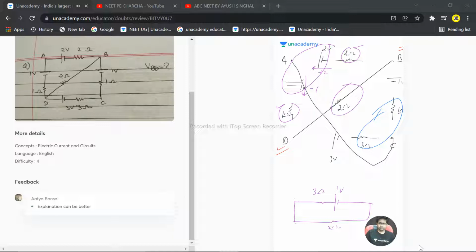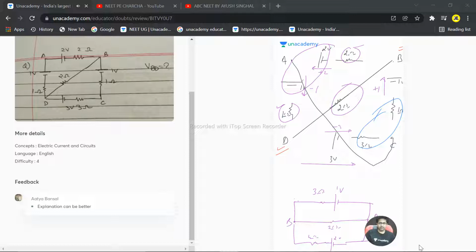And if we go this way, this is -3 and this is +1. So overall, on going this way, we have a resistance of 4 ohm, and a battery of -2 volt while going this side. So this is 2 volt. Okay, so this is the overall circuit. This is B and this is D, correct?